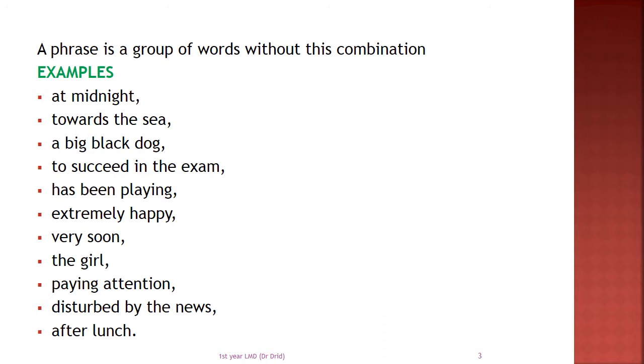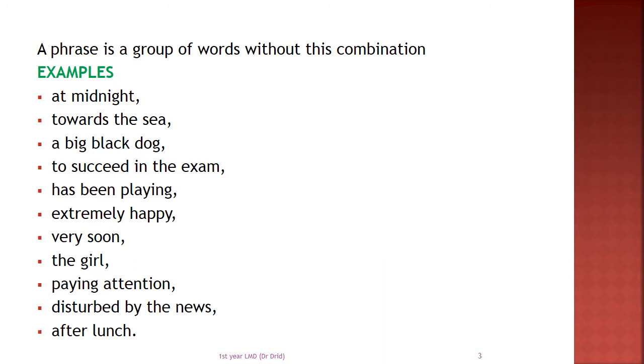These are phrases. Of course, there are types of phrases, like the girl is a noun phrase. Has been playing is a verb phrase. We may have in English also adjective phrases, adverb phrases, and so on. We call the phrase according to the main element in it. We call it noun phrase because the main element is a noun. We call it an adjective phrase because the main element is an adjective, and so on.